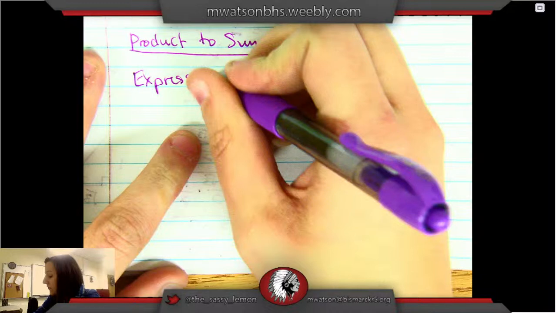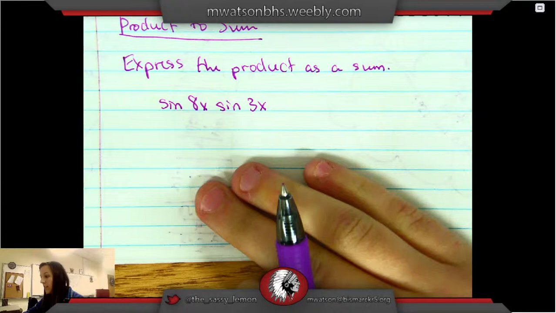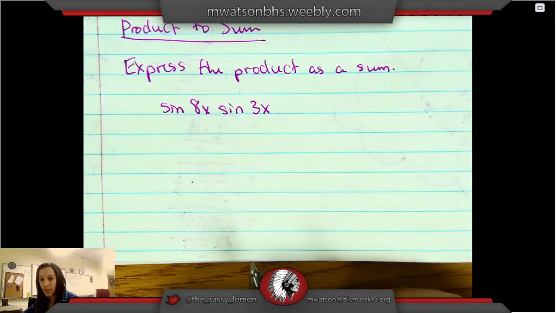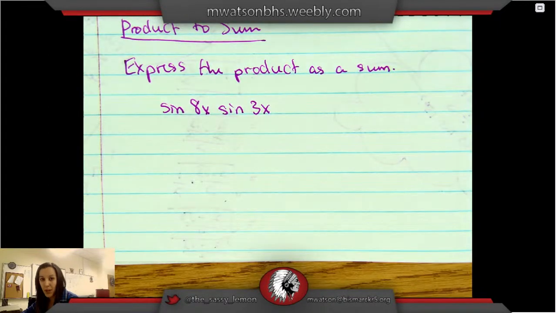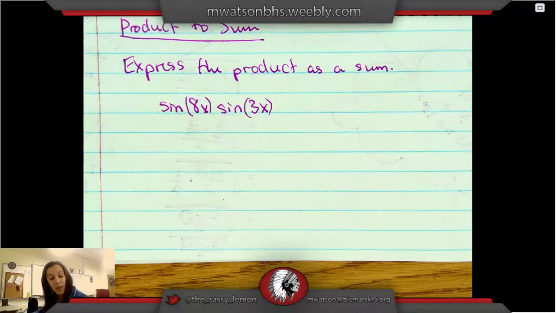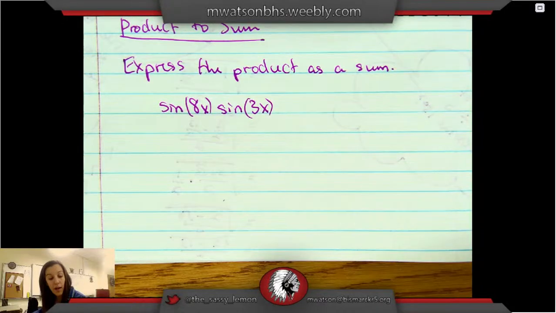times sine of 3x. So remember what I said about their angle measures are going to be different. Notice these angle measures aren't the same. So we can't just say this equals sine of 11x. No, shame on you. Can't do that. They have different angle measures, therefore they represent different things entirely. So the only way we can express this as a sum now is to use our formula.